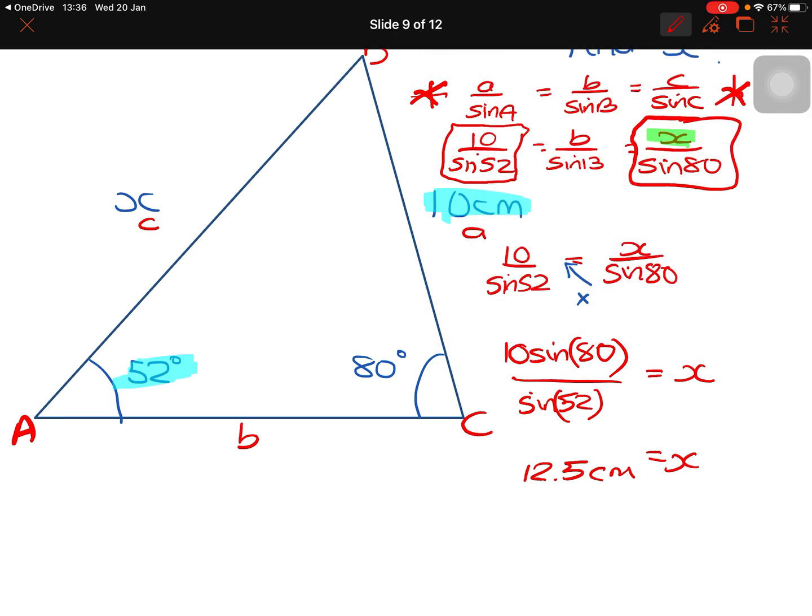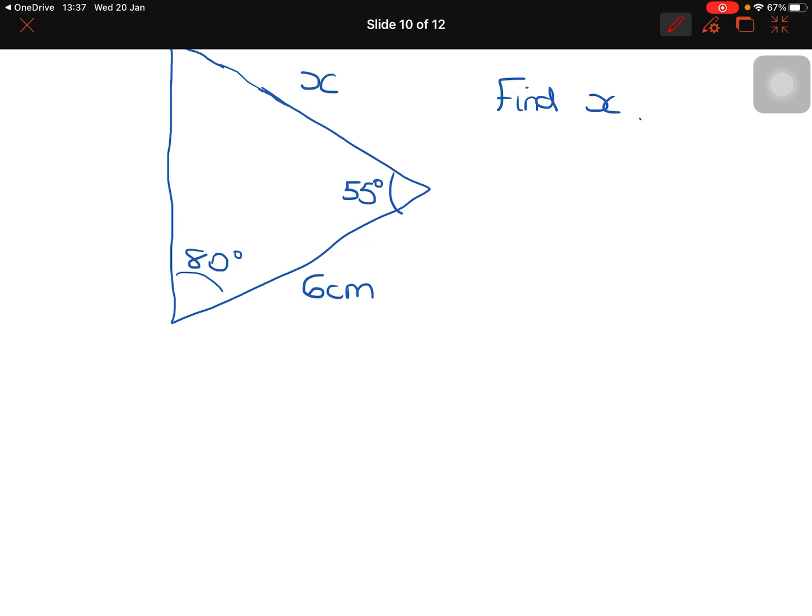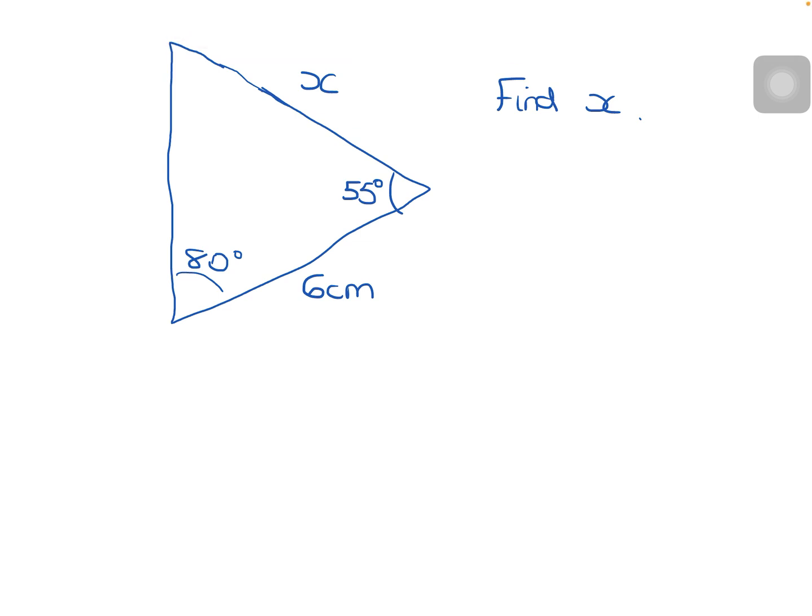There is one more that I just want to show you before I set you on to do your own work. Now, the question we are given here is a little bit different. So I've got an 80-degree angle, a 55-degree angle, a 6 centimetre side and an x. Now, when I first look at this, I've got no matching side, because I haven't got a matching pair, because I've got nothing opposite my 55, and the only thing opposite my 80 is my x. So I haven't got a matching pair.